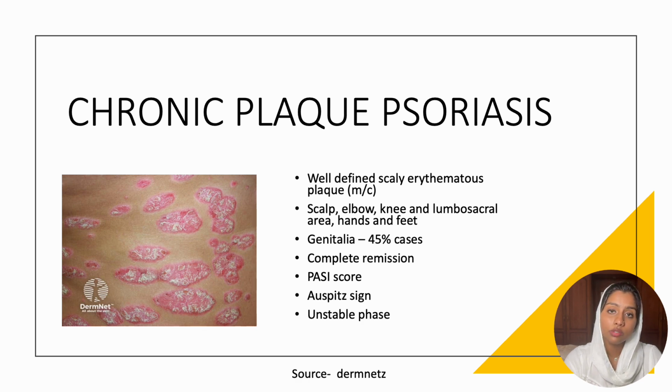Once the psoriasis goes into an unstable phase, it can result in what we call erythroderma, where there will be erythema and scaling in more than 80% of the body surface area. So make sure to clinically look for all these signs.